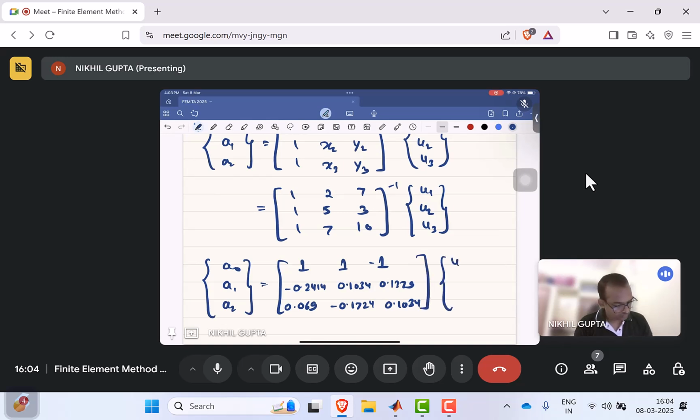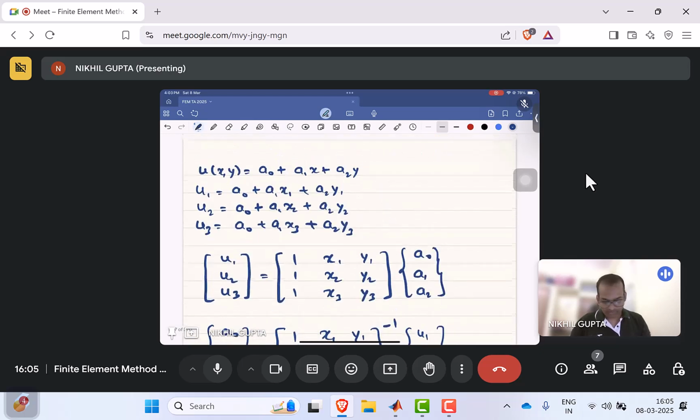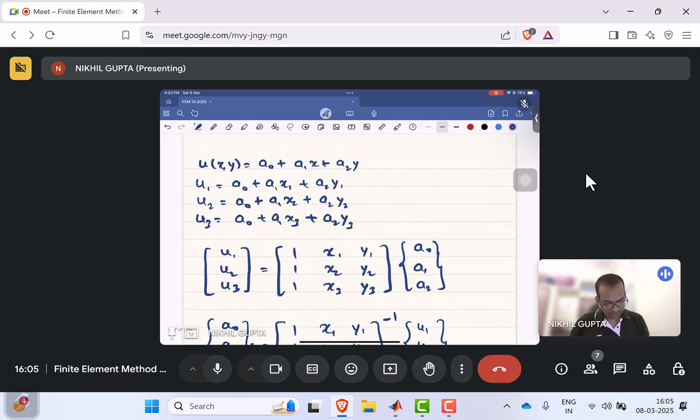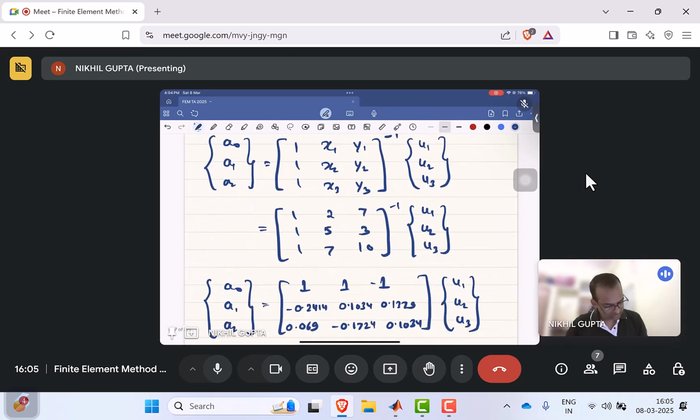This will be u1 u2 u3. Okay, so you have got the value of a naught. Now what we can do is write this in a different way, where we can write ux as 1 x y times a naught a1 a2, and we'll put the value of a naught from this matrix.